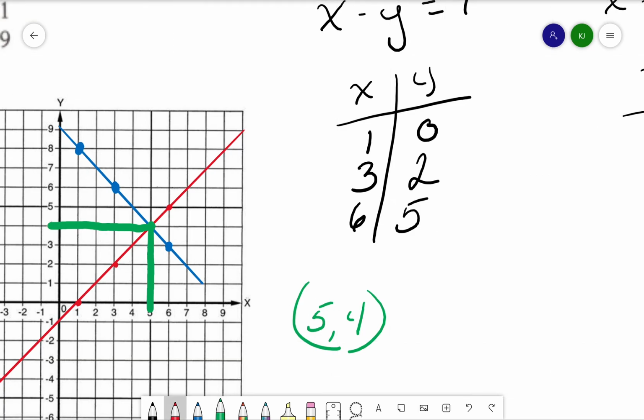Don't forget to label your lines when you finish, that way you can tell what they are when you come back to them again, and so that your teacher knows that you were able to do the problem correctly.